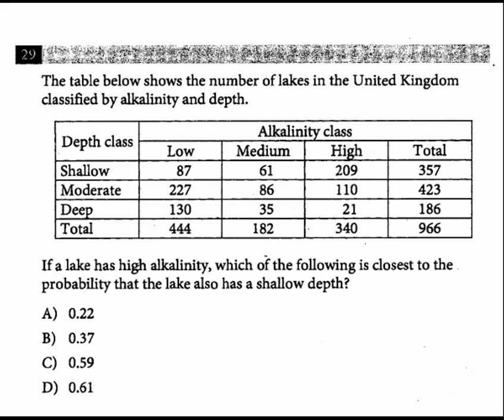Okay, so for question 29, if a lake has high alkalinity, that means it would be in this row. Which of the following is the closest to the probability that the lake also has a shallow depth? So we just have to take the probability of shallow depth, which is 209, and take it over the total for high alkalinity, which would just be 340 as the total. So 209 out of 340.